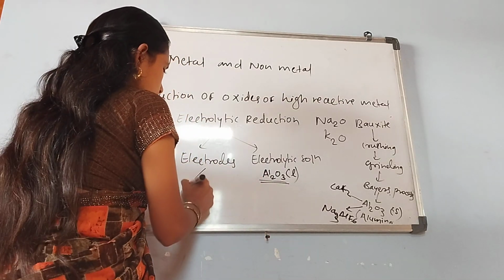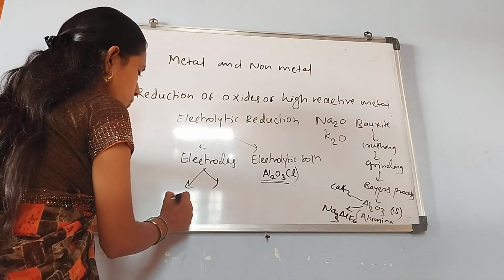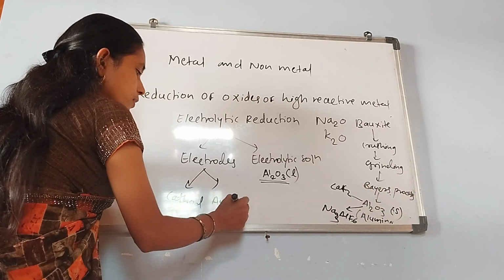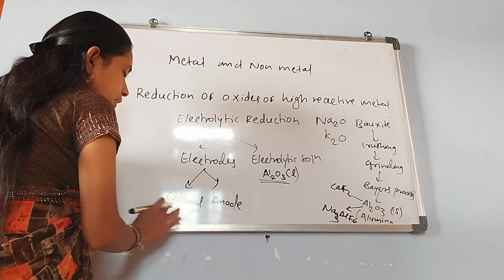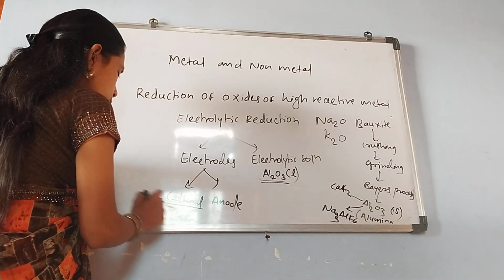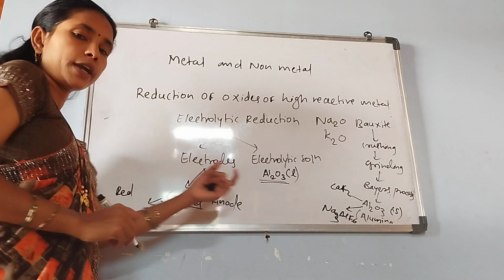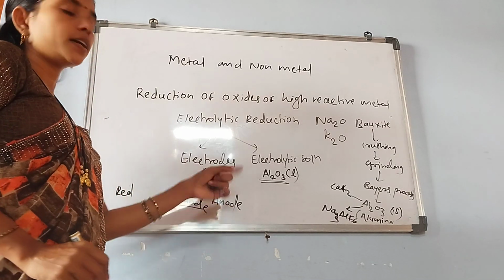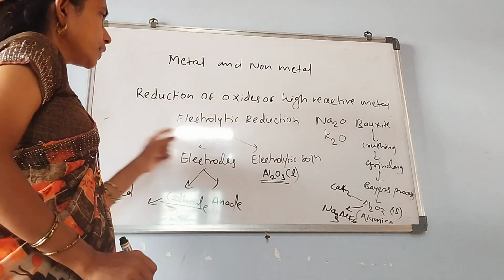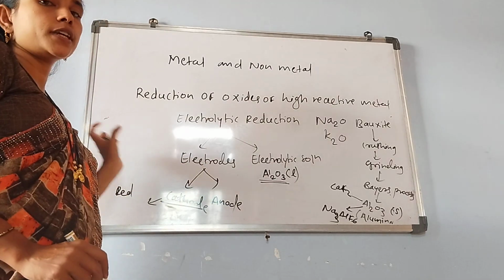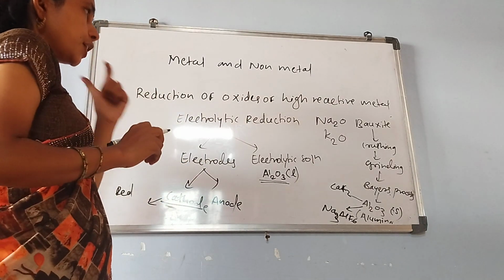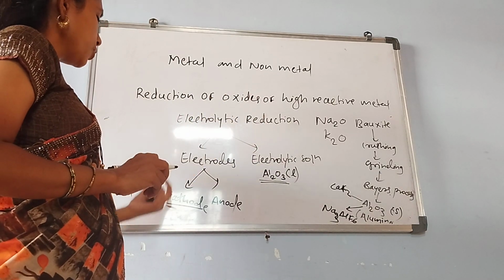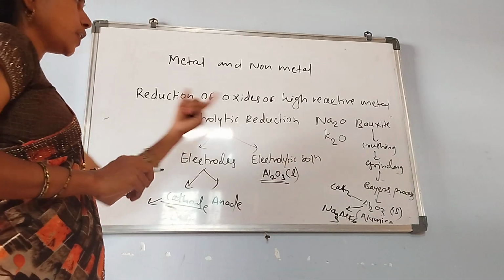So now here two electrodes are there. One is a cathode and one is an anode. At the electrode, the reduction process will take place. The pure metal will get deposited on the cathode, and whichever impurities are there are deposited on the anode. In this way we are doing the electrolytic reduction. We get the metal oxide reduced to pure metal in case of electrolytic reduction.